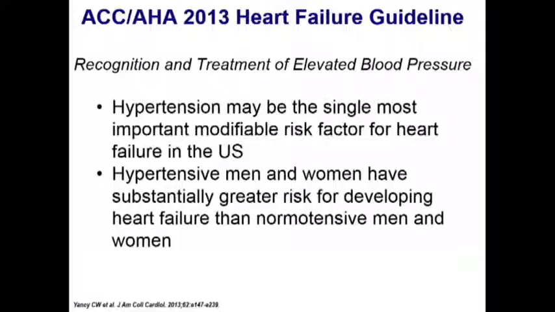In terms of hypertension, hypertension may be the single most important modifiable risk factor for heart failure in the United States. Hypertensive men and women have substantially greater risk for developing heart failure than normotensive men and women. In fact, many patients that we see with uncontrolled hypertension will have evidence of preserved ejection fraction or diastolic abnormality if they were to have an echo, but many of them won't have an echo, and of course, they may not present to us years later with heart failure with reduced ejection fraction, having passed through a phase of so-called diastolic heart failure, although they never presented with clinical signs and symptoms of heart failure.